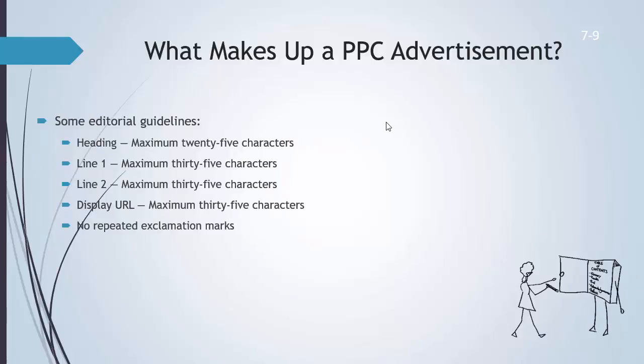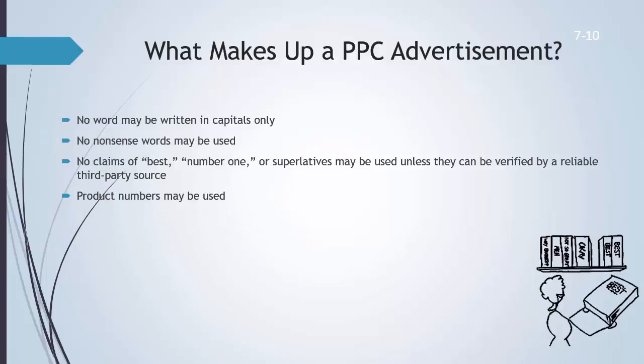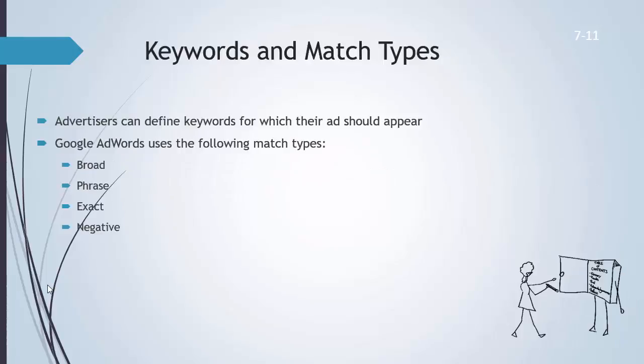And so here's a brief list of those editorial guidelines from Google AdWords, and a list of more that are written there. So as you're coming up with the keywords that you're using, it also depends on what business you're using. So with Google AdWords, it will match the following types.